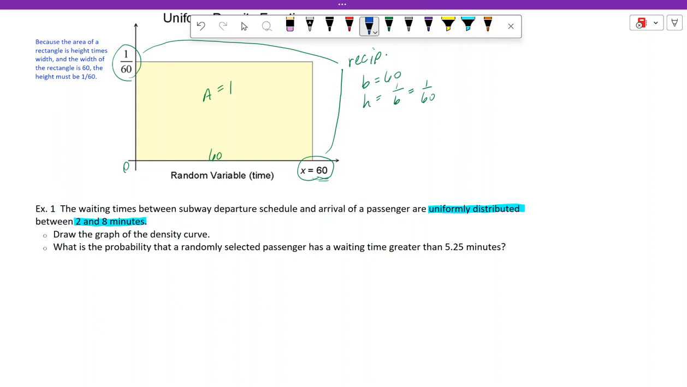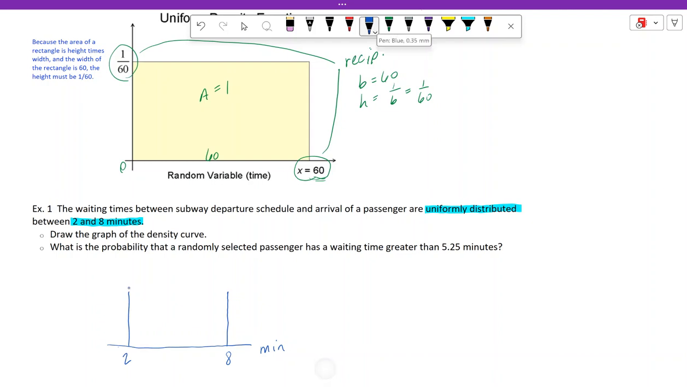So to draw this density curve, which is going to be a rectangle for us, I'm going to draw my horizontal axis here, which represents my time in minutes. So this represents the number of minutes. And I need to draw the smallest number of this distribution. So my left boundary here is going to be represented by 2 minutes. And the right edge of my rectangle over here is going to be represented by the maximum number of minutes of 8. So I now have a rectangle drawn with a left edge of 2 and a right edge of 8.